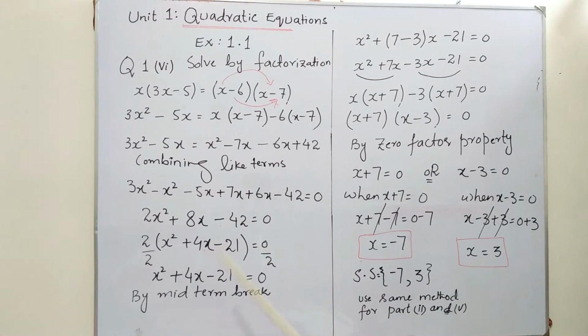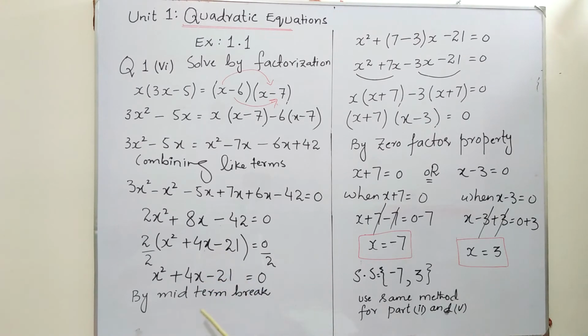Now 2 is the common term, so we take 2 as common, and 2 into x square plus 4x minus 21 is equal to 0. Then dividing both sides by 2, 2 is cancelled out with 2, and 0 divided by 2 is equal to 0. Now this is x square plus 4x minus 21 is equal to 0. Now the question is in the standard form. This is the standard form of the quadratic equation.